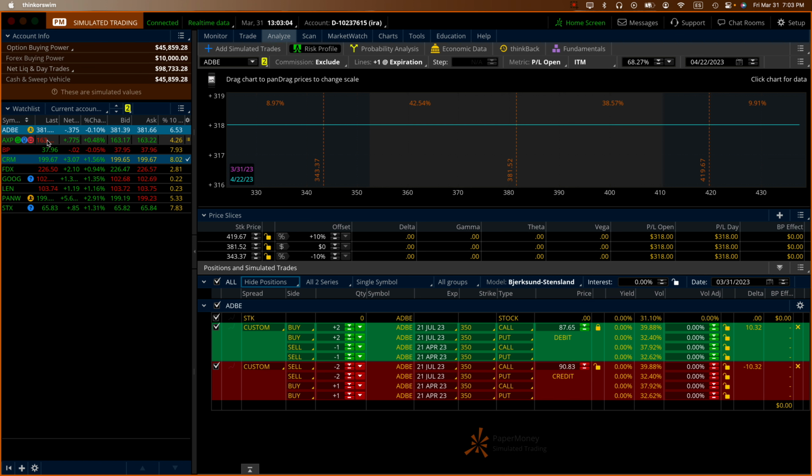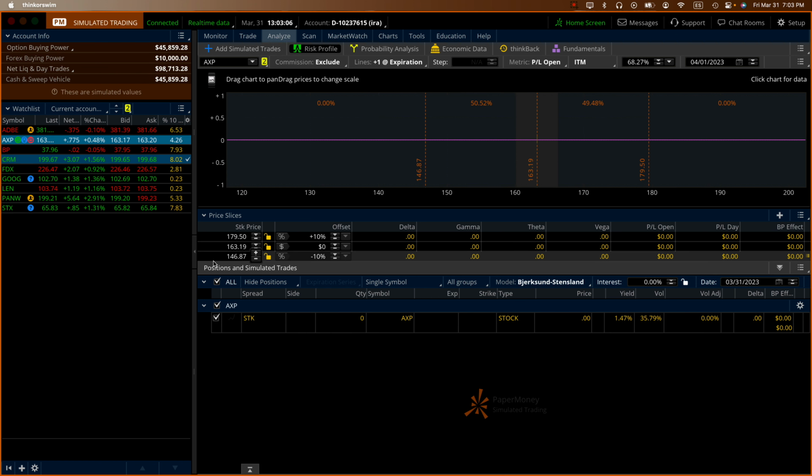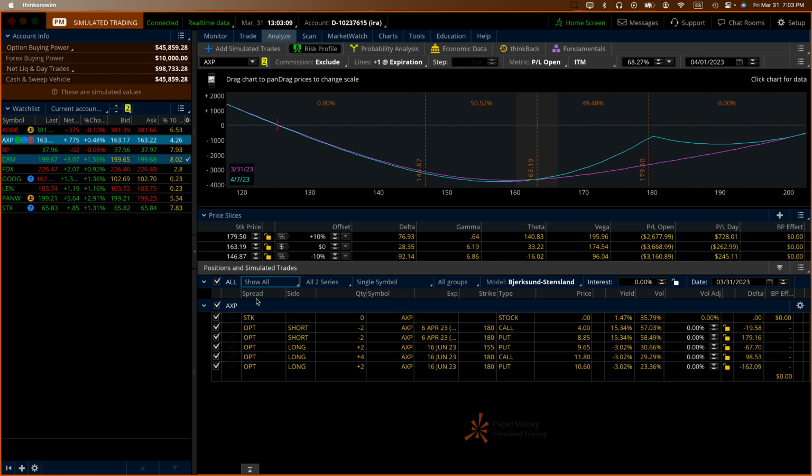So let's move on to AXP. Show all, and this is the current position without the guessing game again. You can see this is my current position. It's now delta positive, which means that I will make money when it goes up. If it is a little delta positive, less than 50 deltas, I'm fine, because if the stock was to collapse, volatility would spike and compensate me for the apparent loss in deltas.